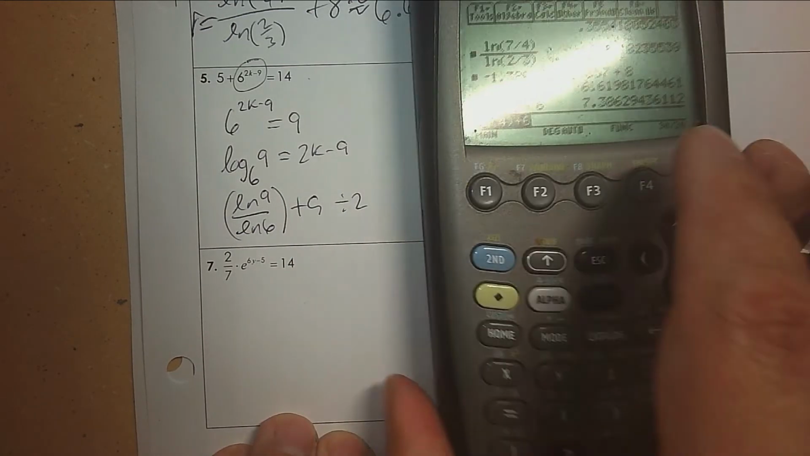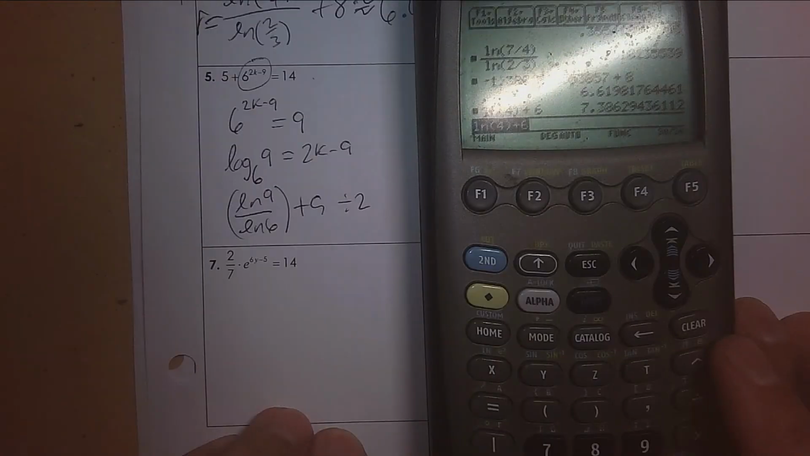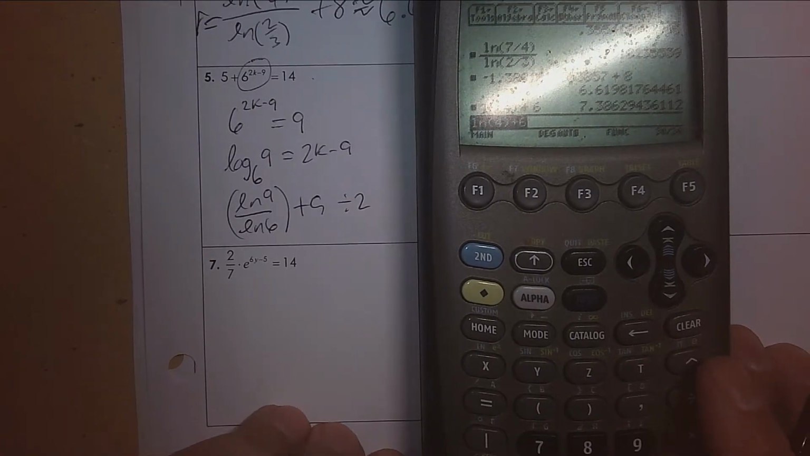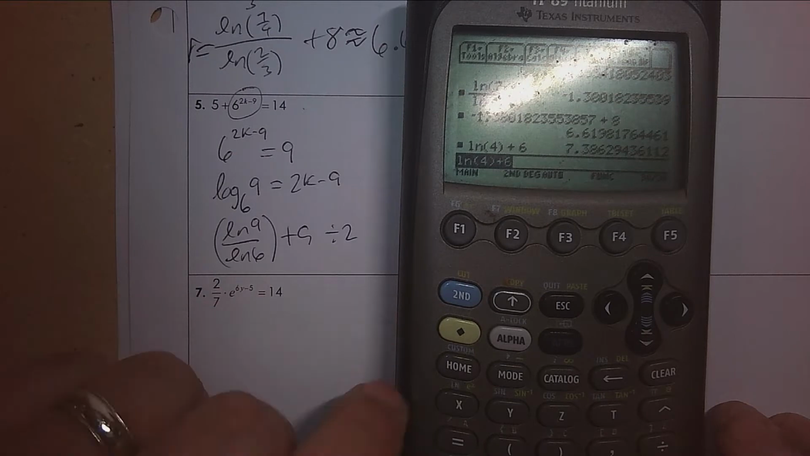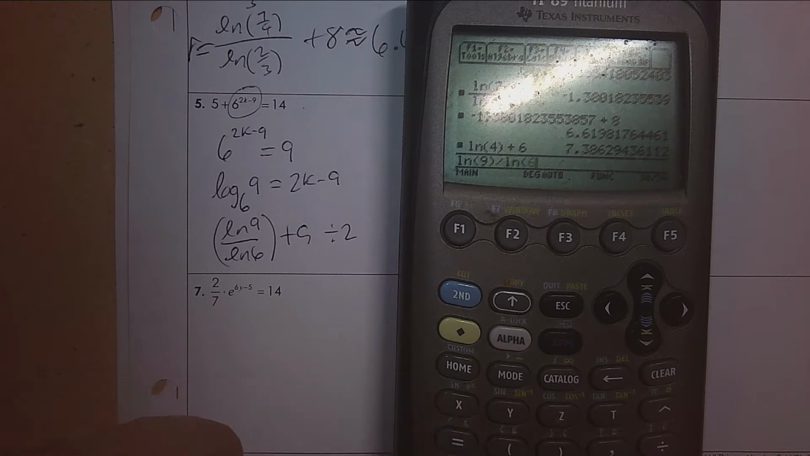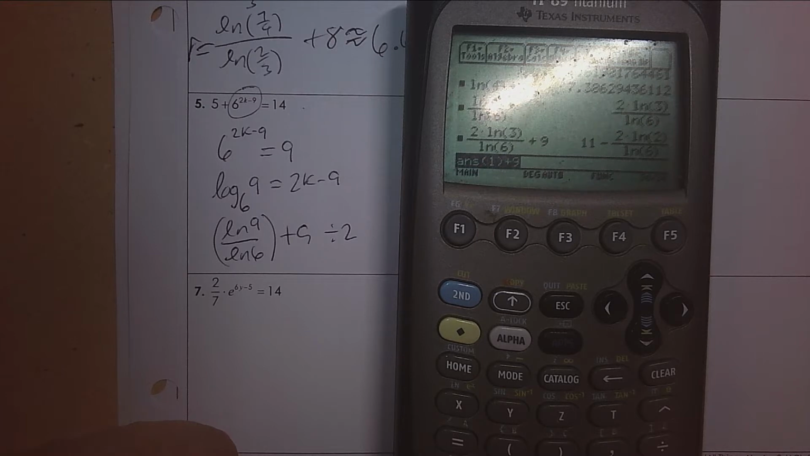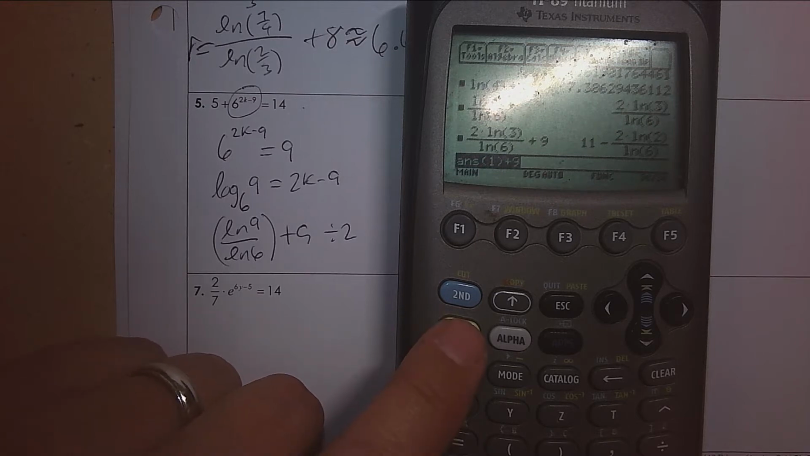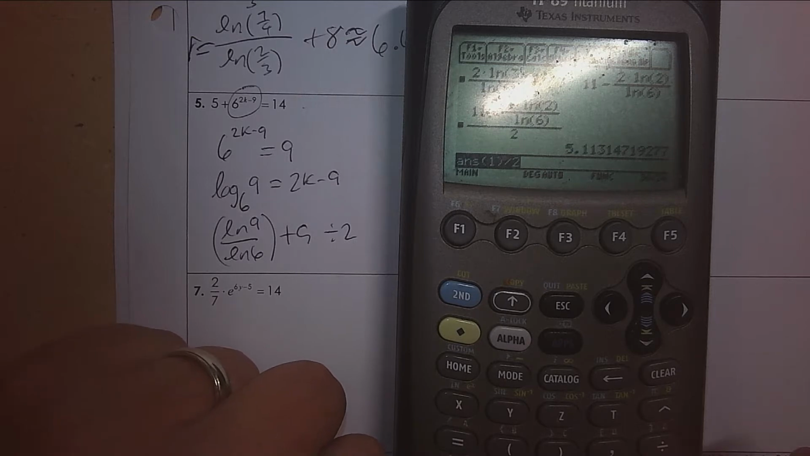So let's go one step at a time here. So ln 9 divided by ln 6. We're going to add 9 to it, and then divide by 2. So it's 5.113.